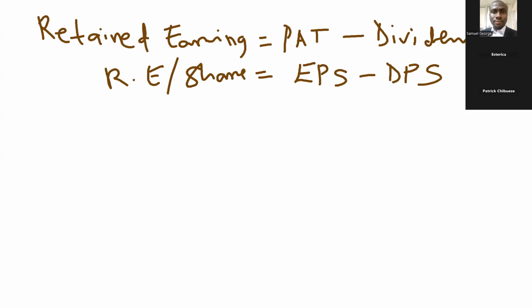Is that also correct? Yes. Your profit after tax is the total earnings after tax. That is how they also got earnings per share: profit after tax divided by number of shares. But this is retained earnings on a per share basis. The first one is retained earnings based on total. So we have dividend, we have earnings per share in the question, right?